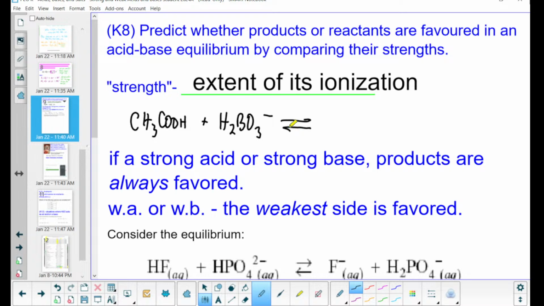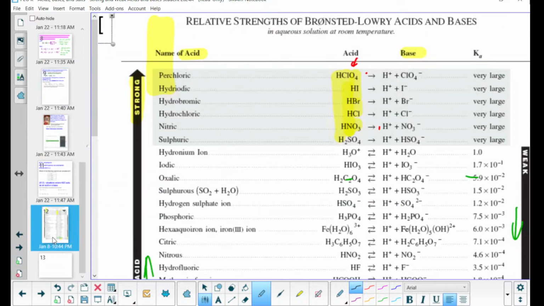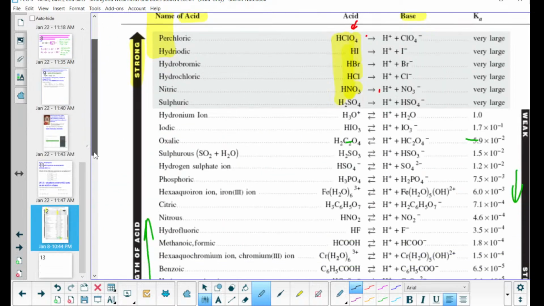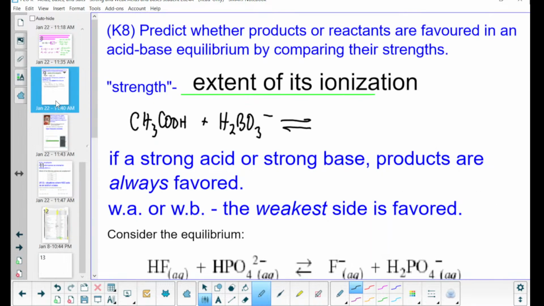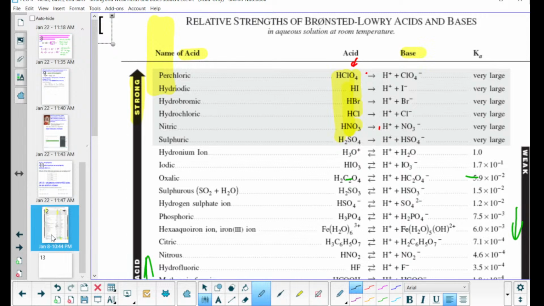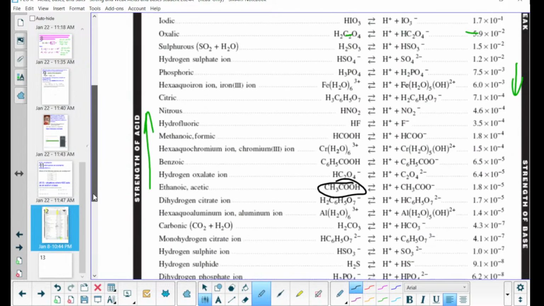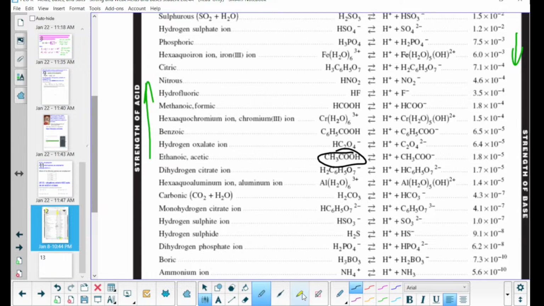But H2BO3 minus you could find because it could give up those H's, or it could donate those H's. If you're looking for CH3COOH, where is it? There we go. And where's my H2BO3? Does anybody find that one? It's in the bottom there. It's next to the ammonium ion, or above it. H2BO3, yeah. Now can we find it on this side?